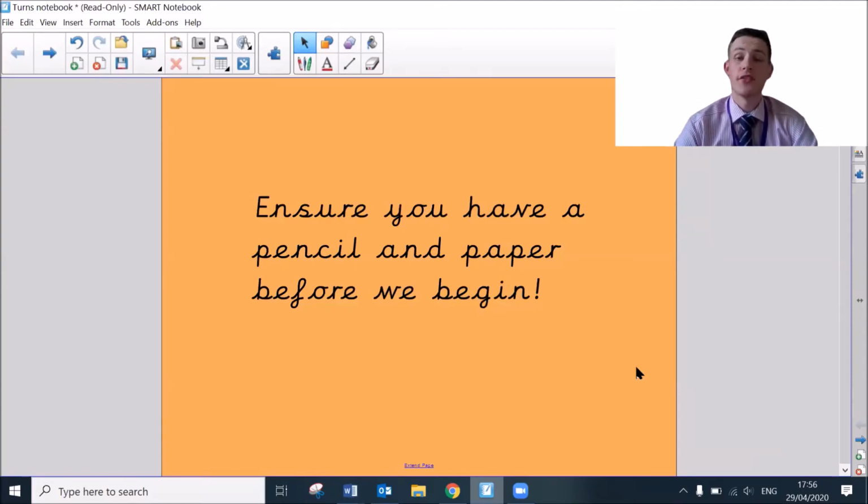Today we're on our second math lesson of the week and we're going to be looking at turns. So make sure you've got your pencil and paper before we begin and then we can get straight into it.